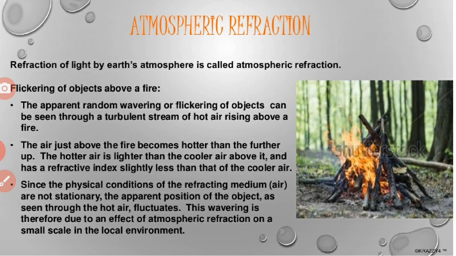The air just above the fire becomes hotter than the air further up. The hotter air is lighter than the cooler air above it and has a refractive index slightly less than that of the cooler air. Since the physical conditions of the refracting medium, that is the air, are not stationary, the apparent position of the object as seen through the hot air fluctuates. This wavering is therefore due to an effect of atmospheric refraction on a small scale in the local environment.